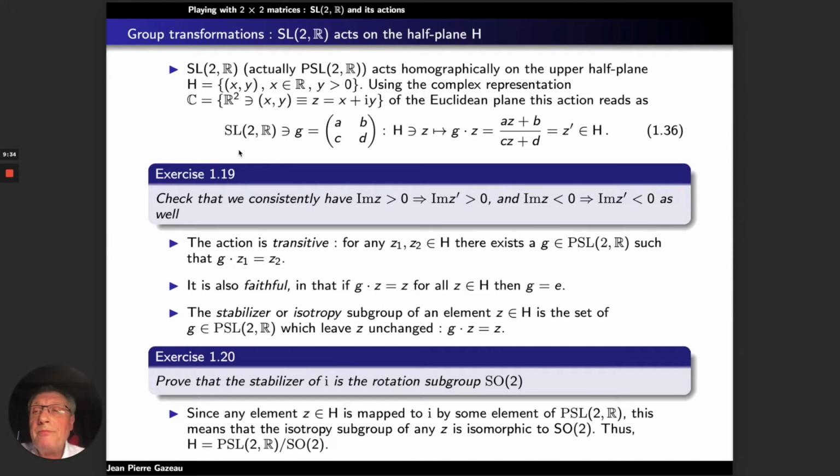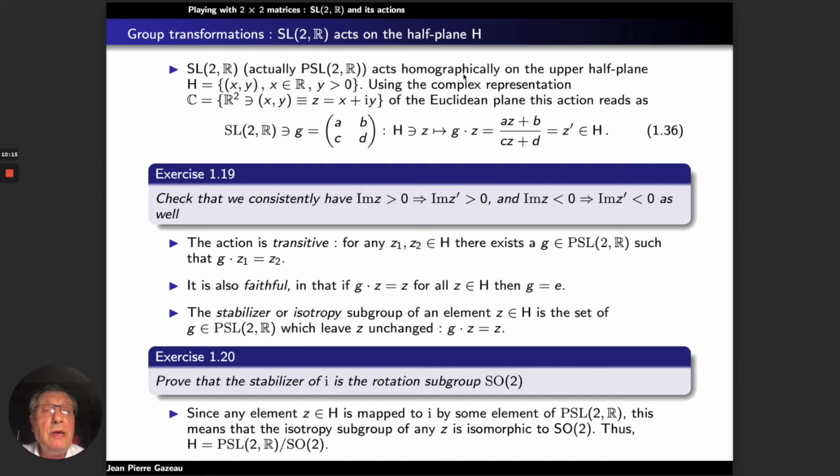Now, SL2R, actually, it should be PSL2R. That means we should not distinguish between plus or minus G in the group. It acts homographically on the upper half plane and using the complex representation of the plane. That means any element of the plane is a complex number x plus i y.